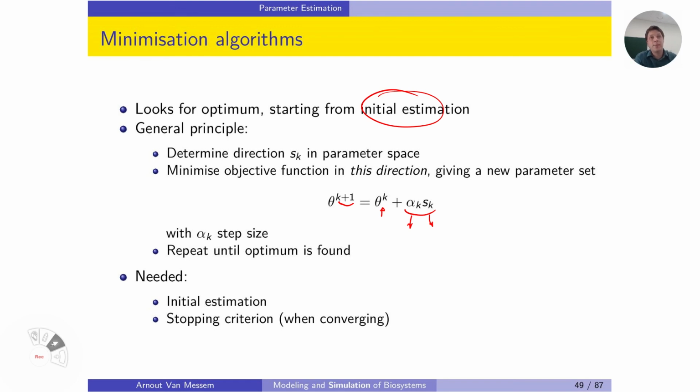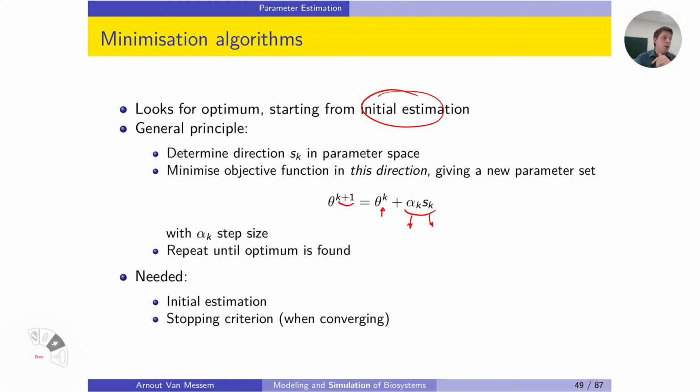Alpha k, the step size, in machine learning we call the learning rate. So how fast or how far will I go in the direction in which I am minimizing. Alpha k can be different for every step or can be the same for every step. This also depends on the algorithm you are using. And then you repeat this principle until you find your optimum, so until you find the minimal value of the objective function, and then you take the theta values which correspond to that.